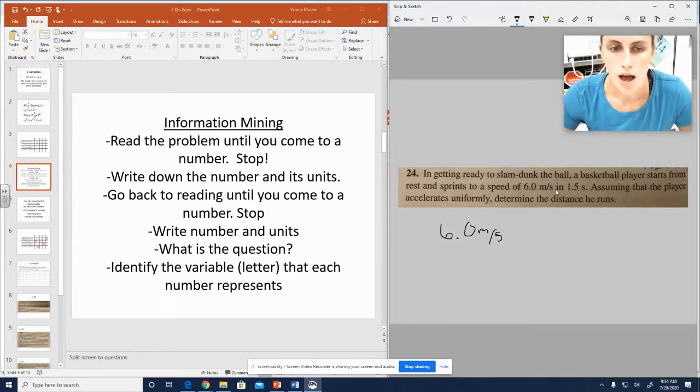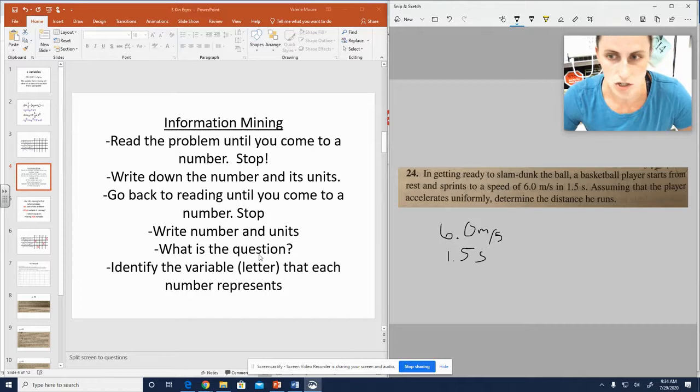All right. Go back to reading until you come to a number. Stop. Write number and units. So we ended right here. And sprints to a speed of 6 meters per second in 1.5 seconds. Go ahead and write that right here. I see a number, I see units, we stop. Let's see, what does it say next? Keep reading. Assuming that the player accelerates uniformly, determine the distance he runs. I don't see any more numbers and units, so let's keep moving on here.